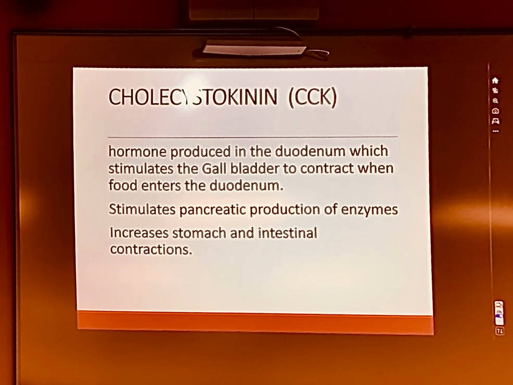So CCK is a hormone produced in the duodenum, stimulates the gallbladder to contract when food hits that duodenum, stimulates enzyme production in the pancreas, and increases your stomach and intestinal contraction. So what I told you in the beginning was the truth. CCK is what your body releases to help you digest the fats in the food that you eat. This is the mechanism that it does that.